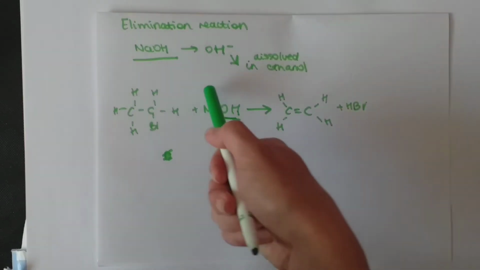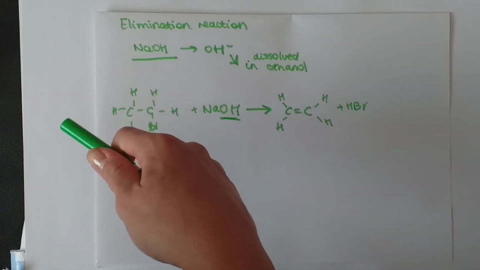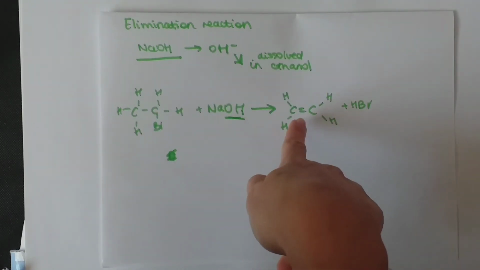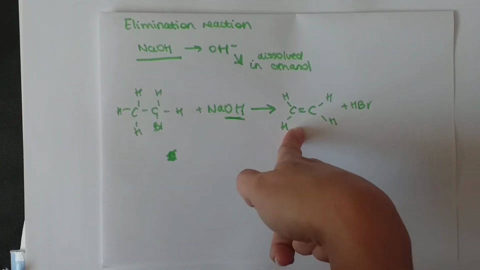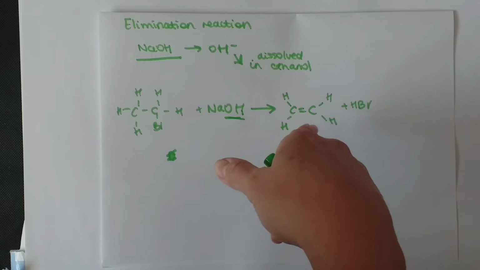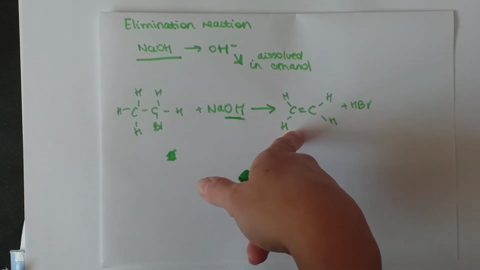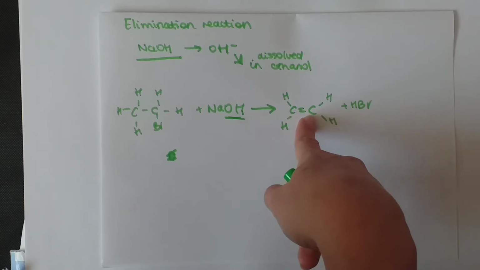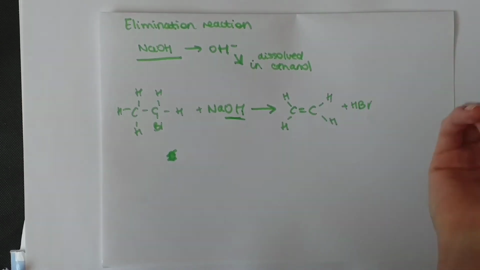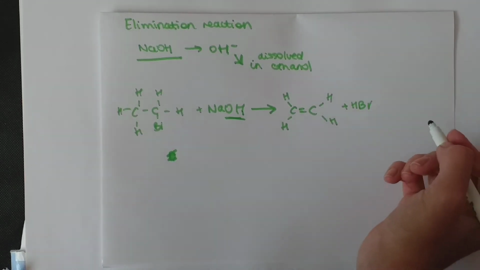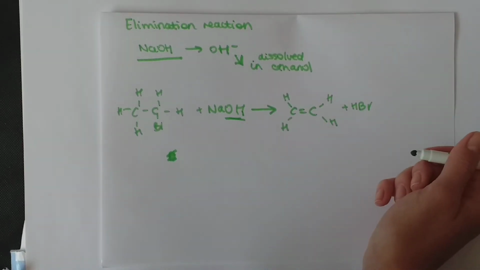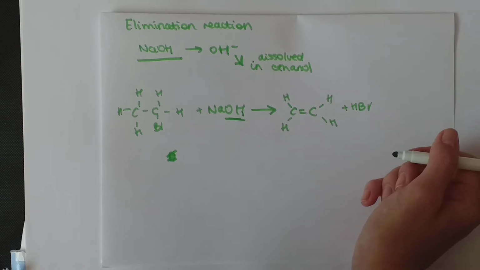So what the elimination reaction does is takes halogenoalkanes and makes alkenes without the halogen. So we're removing the halogen, and we're also removing one more H with the halogen to form a carbon-carbon double bond. So elimination reaction is removing something to make a double bond.